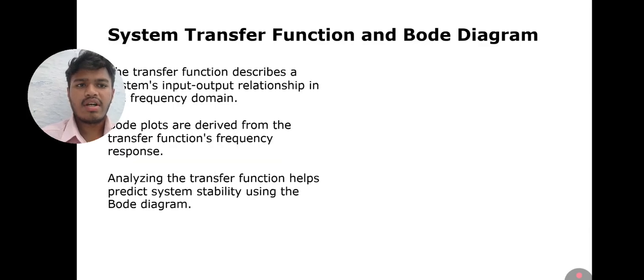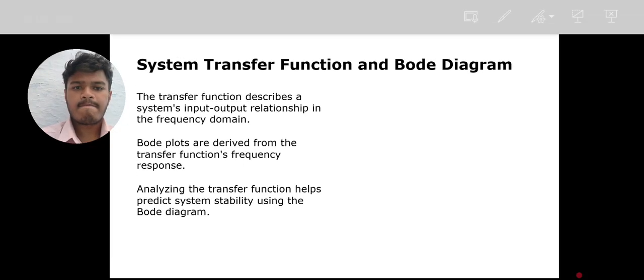System transfer function and Bode diagram. The transfer function describes a system's input-output relationship in the frequency domain. The Bode plots are derived from the transfer function's frequency response. Analyzing the transfer function helps predict system stability using the Bode diagram.